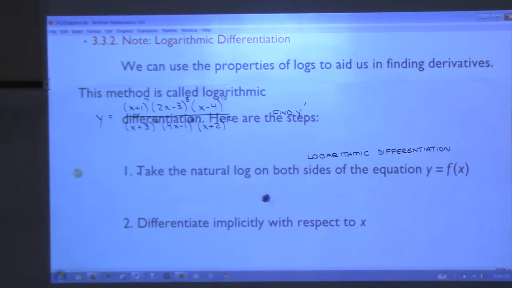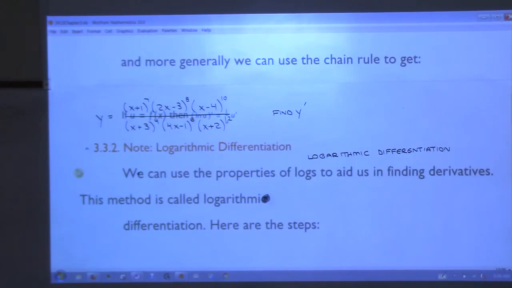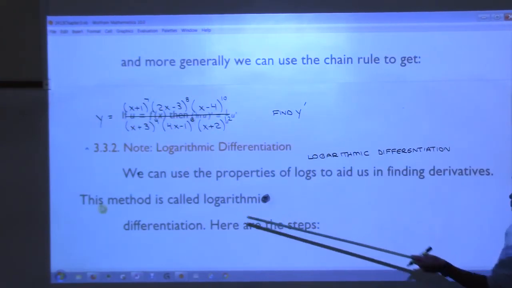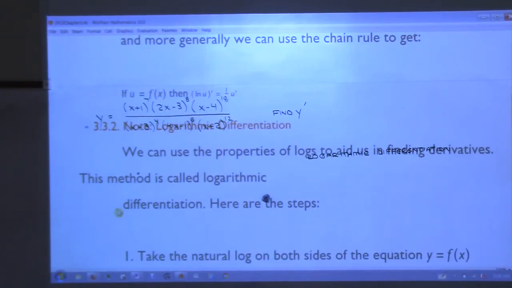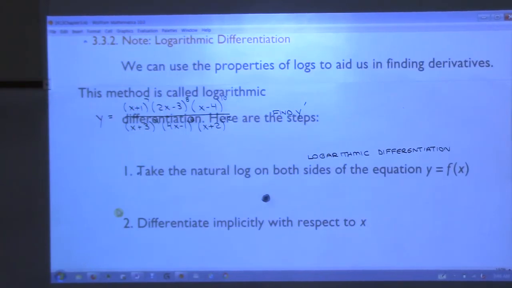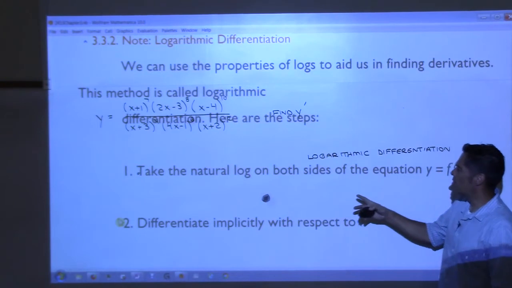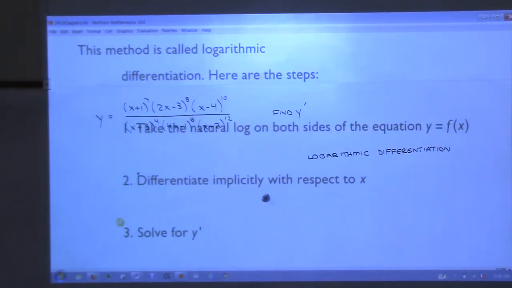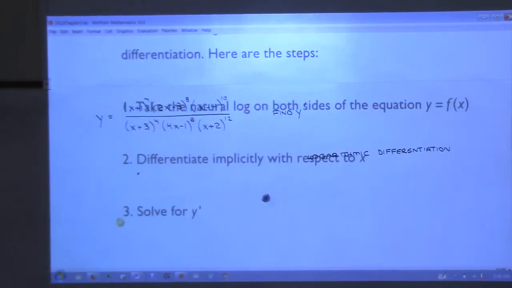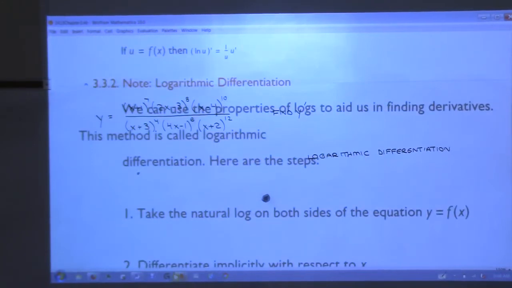Okay, logarithmic differentiation. We can use the properties of logs to help us in finding derivatives. This method is called logarithmic differentiation. Here are the steps. You're going to take the natural log on both sides of the equation y equals f of x. You're going to differentiate implicitly with respect to x, and then you're going to solve for y prime. Now, those are the steps, but let me just show you that in action.